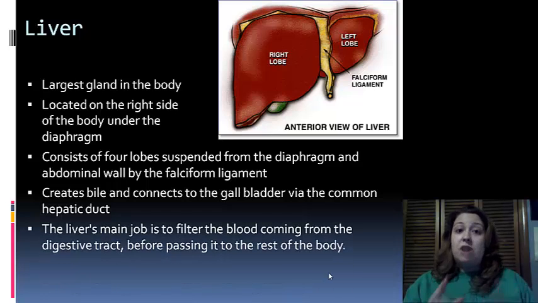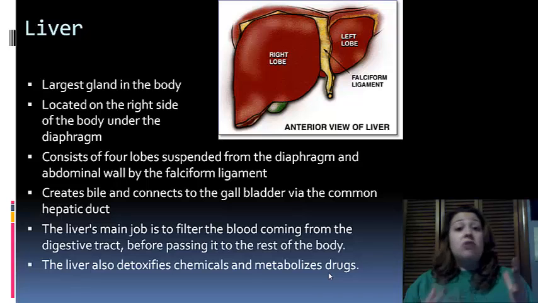The main job is to filter the blood coming from the digestive tract before passing it into the rest of the body. The liver also detoxifies chemicals and metabolizes drugs.